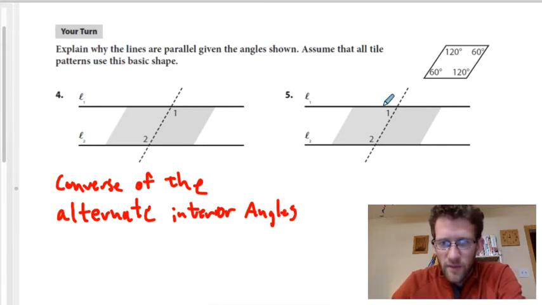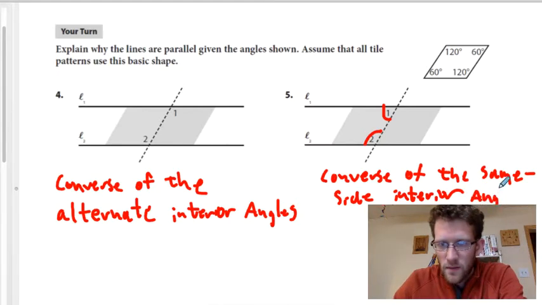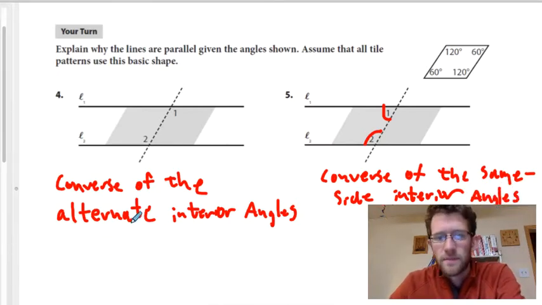And this one here is the converse of the same side interior angles postulate. Okay.